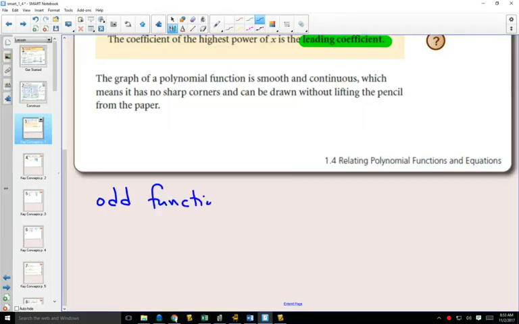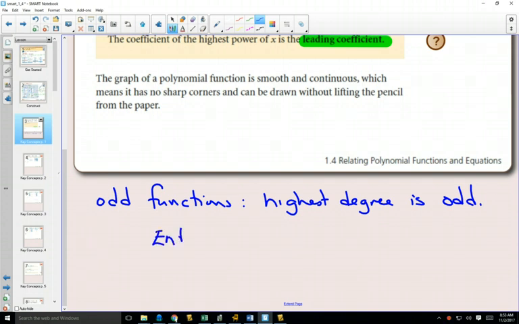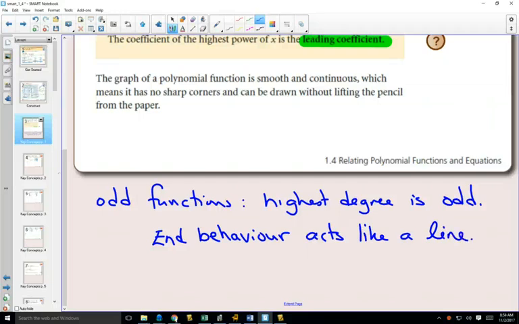So odd functions, that's when your highest degree is odd. Makes kind of sense that way. And the thing that we're going to take away from odd functions is we're going to look at our most basic odd function, which is a line, and we're going to say that the end behavior, and by end behavior we're going to say what happens at the end of a graph, the end behavior acts like a line. So what do I mean by that?